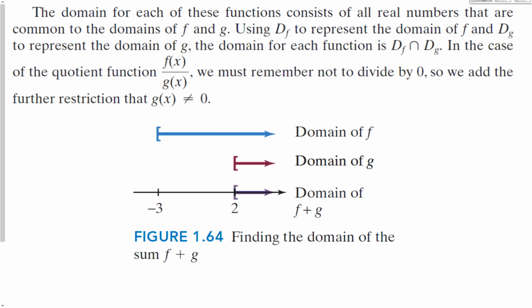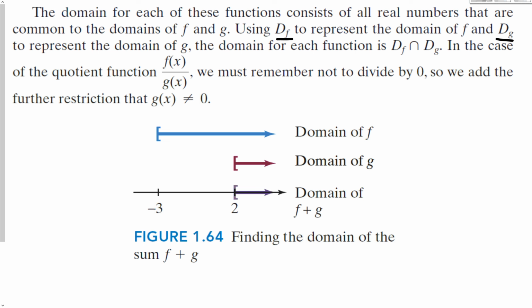Now, speaking of domains, the domain for each of these functions consists of all the real numbers that are common to the domains of f and g. So using d sub f to represent the domain of f, and d sub g to represent the domain of g, the domain for each function is d sub f intersection d sub g. In the case of the quotient function, we have to remember not to divide by 0.